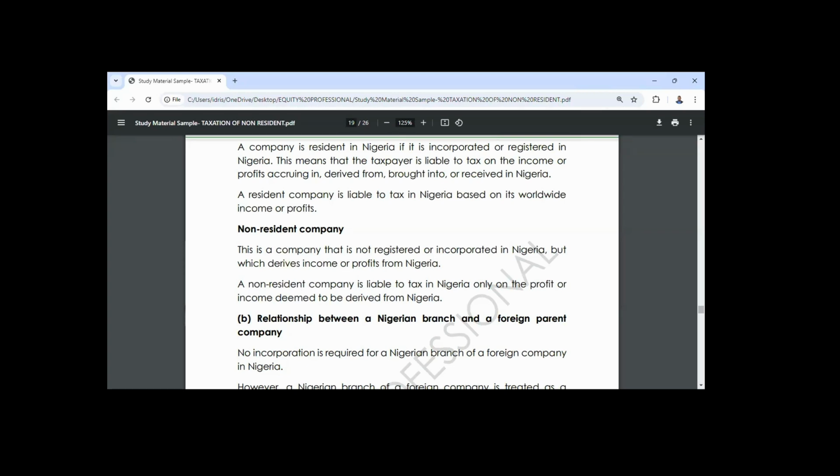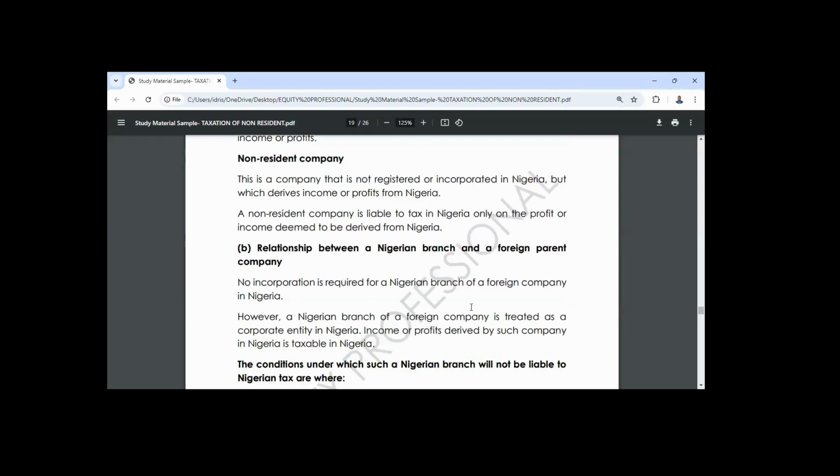B part of the question. They ask you what is the relationship or tax implication of a Nigeria branch. They have a branch in Nigeria. They have a parent company abroad, a head office abroad. What is the tax implication? The branch in Nigeria is not required to register under CAC, Corporate Affairs Commission. But the profit of the branch in Nigeria will be liable to tax in Nigeria.